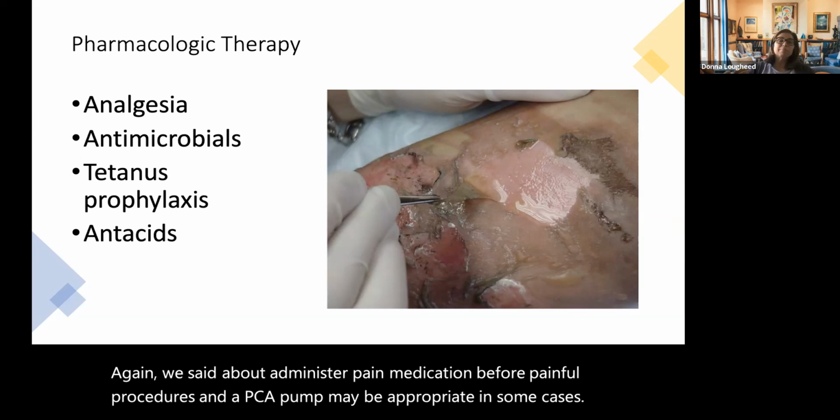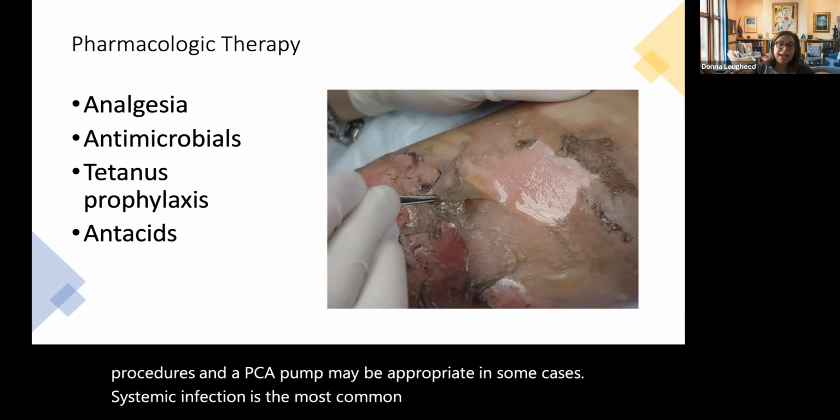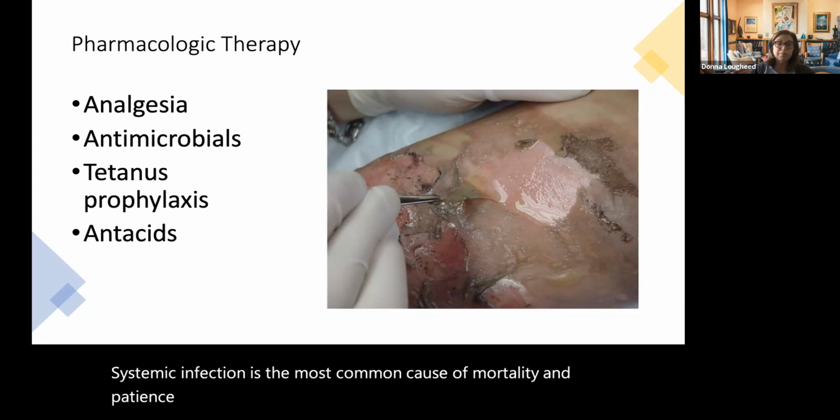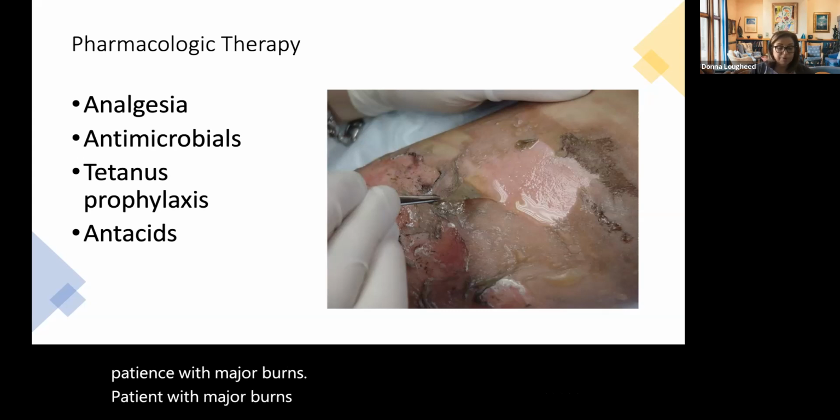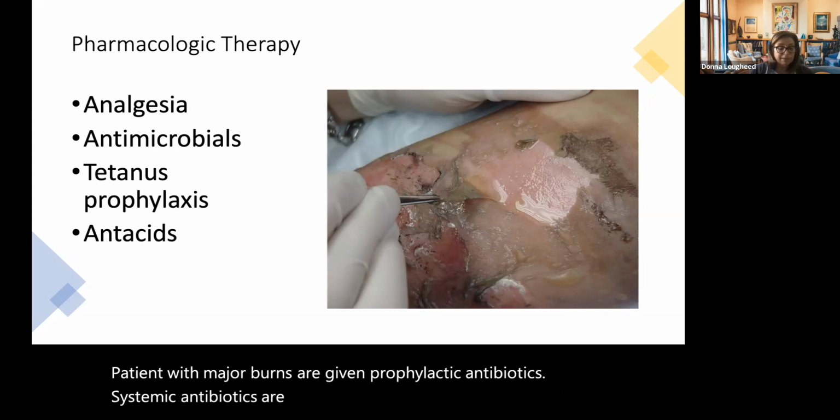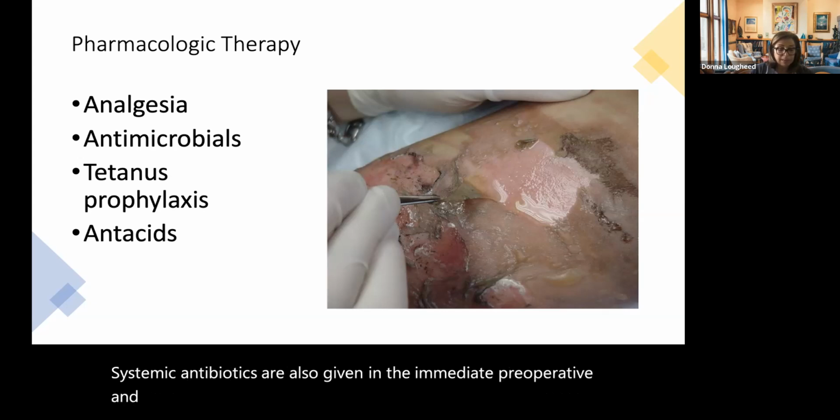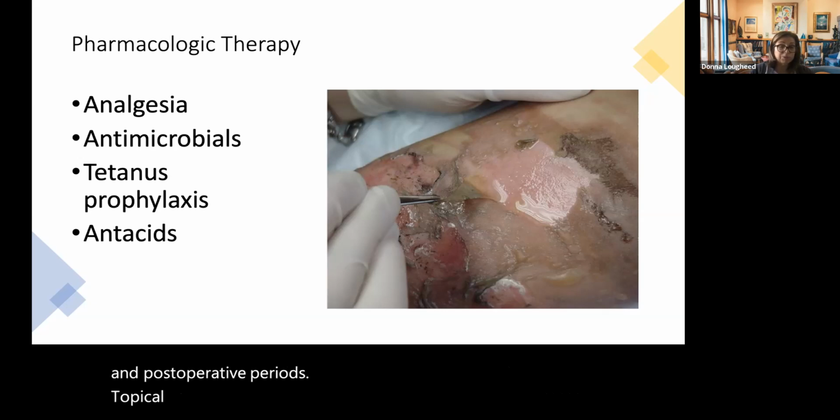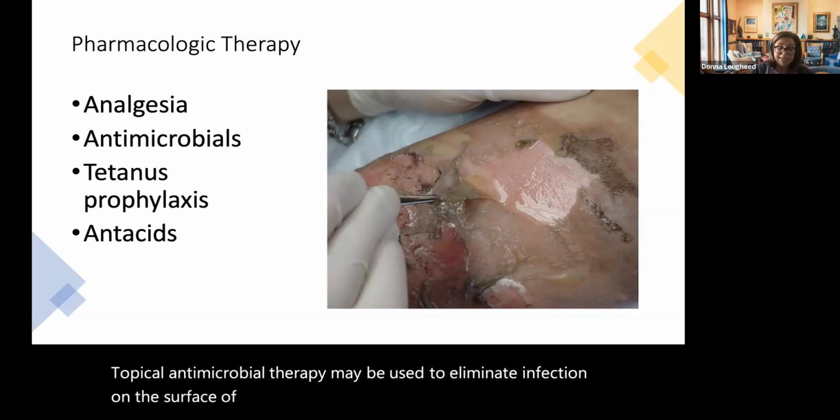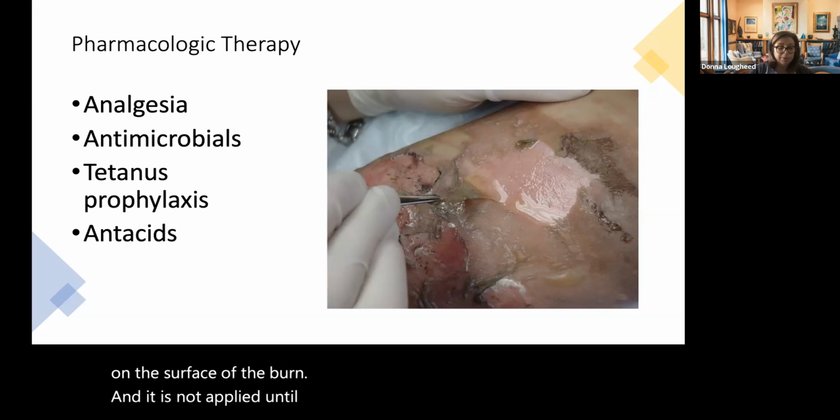Systemic infection is the most common cause of mortality in patients with major burns. Patients with major burns are given prophylactic antibiotics. Systemic antibiotics are also given in the immediate preoperative and postoperative periods. Topical antimicrobial therapy may be used to eliminate infection on the surface of the burn, and it is not applied until the patient is at a burn unit.